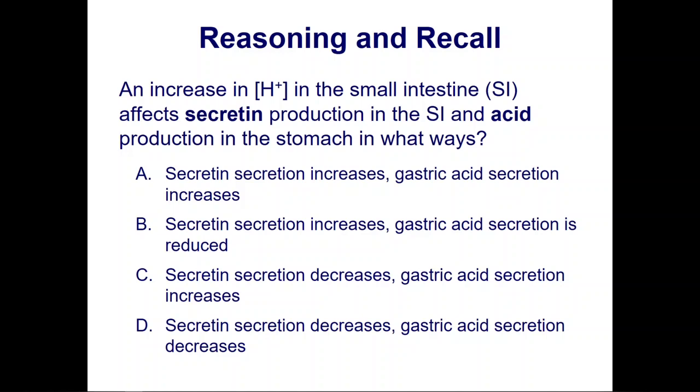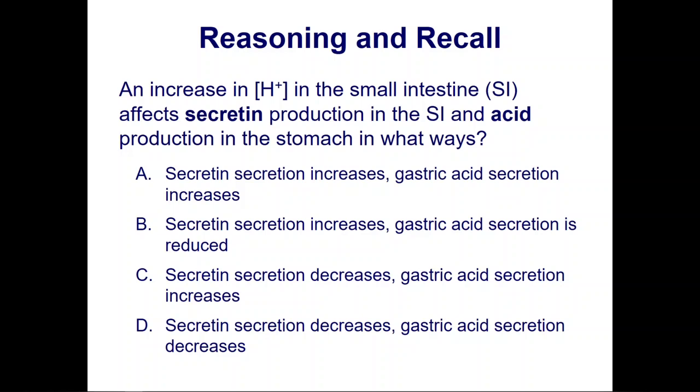Okay, so I just have a simple question here based on what we were talking about, with a little bit of recall from the previous lecture as well. An increase in protons in the small intestine affects secretin production in the small intestine and acid production in the stomach. In what ways?